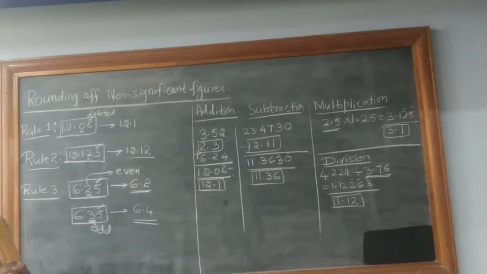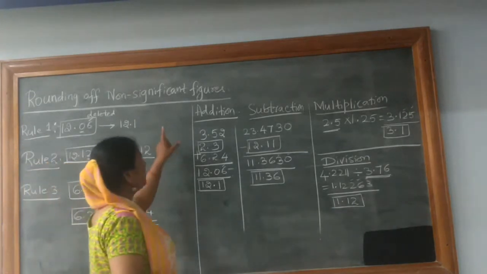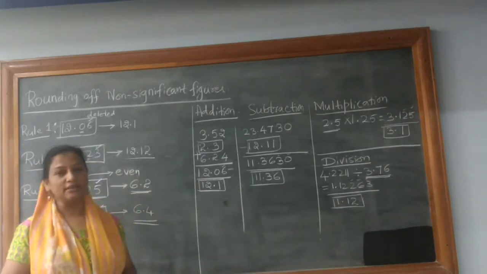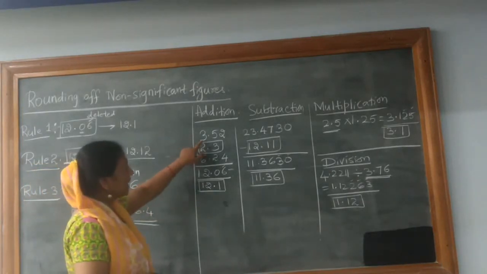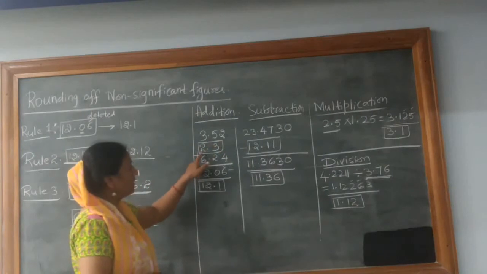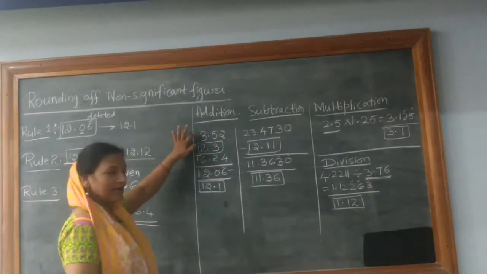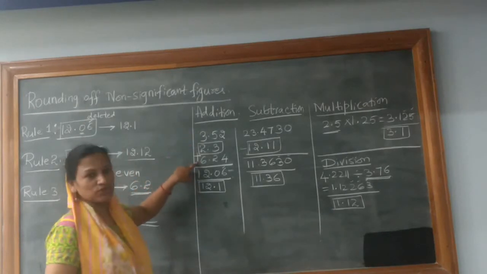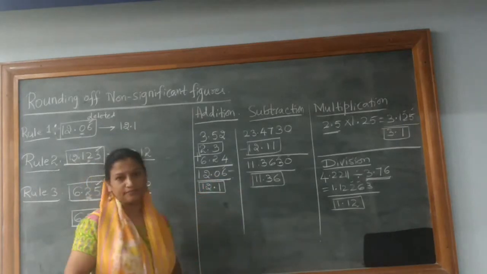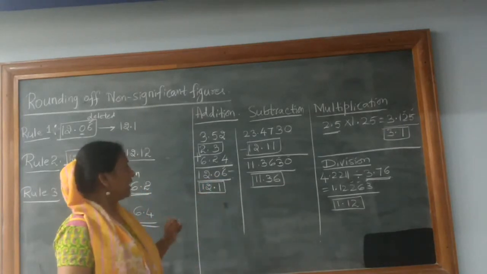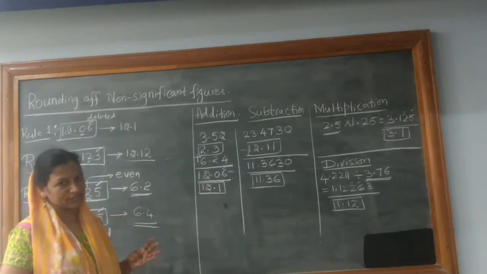Now let us look at the four operations: addition, subtraction, multiplication and division of significant figures. Suppose coming to addition. Now the values given here are 3.52 plus 2.3 plus 6.24. After adding all these three values, you will get the final answer as 12.06. Right?